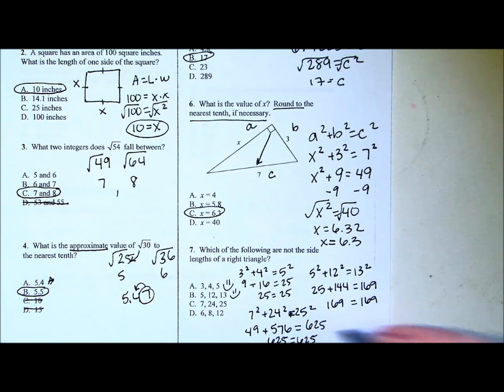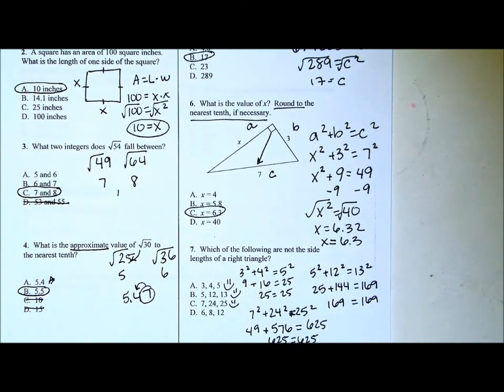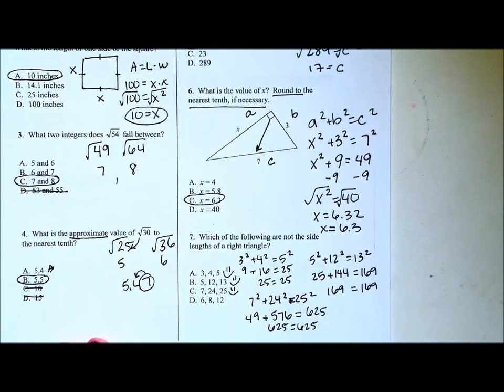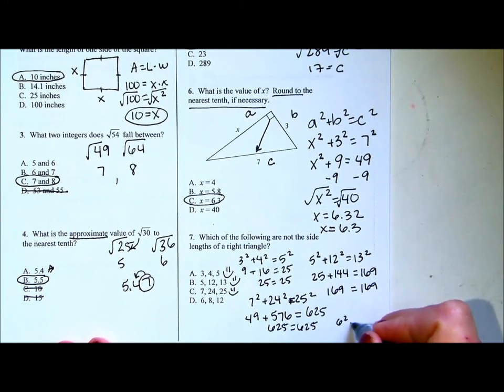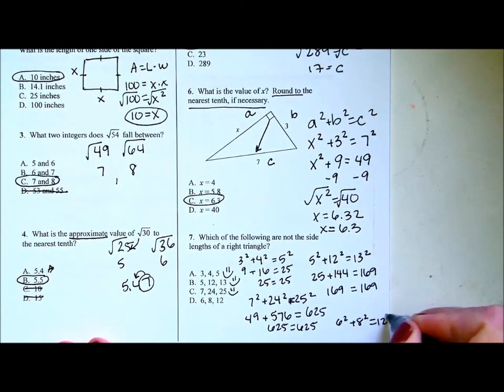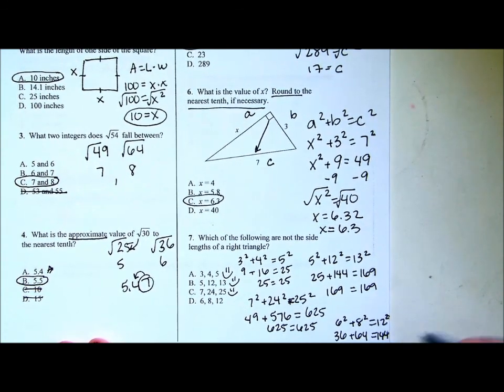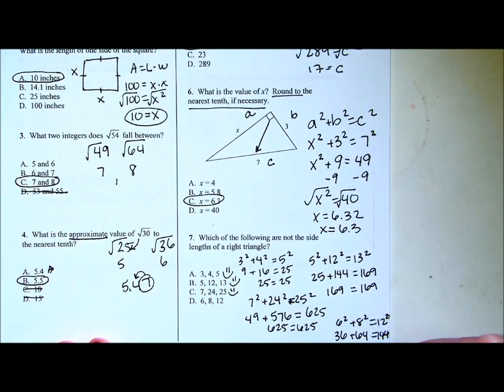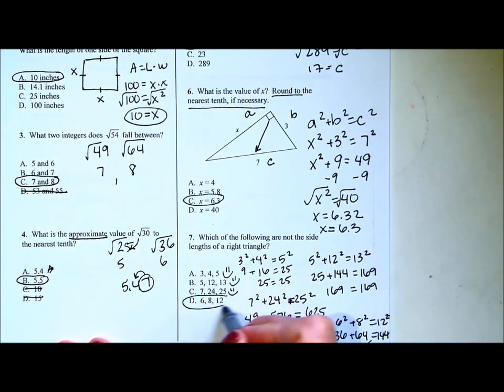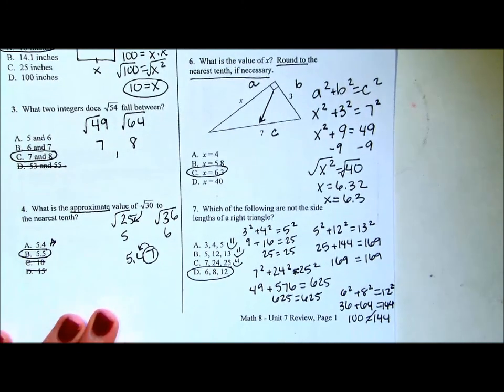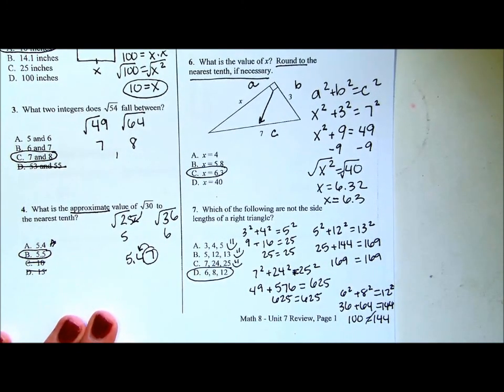Now that means that because the first 3 were, it would be safe to assume that D would not be. However, we need to prove that mathematically. So I'm going to go 6 squared plus 8 squared equals 12 squared. I get 36 plus 64 equals 144. And I get 100 equals 144. That does not work, so that means that D is our final answer. Now, once again, we could assume that because the first 3 worked. However, occasionally, especially with the state testing, they'll throw something funky in there, and you still got to prove it mathematically.